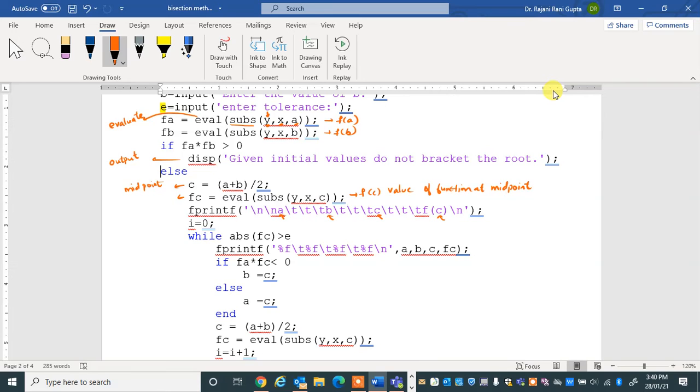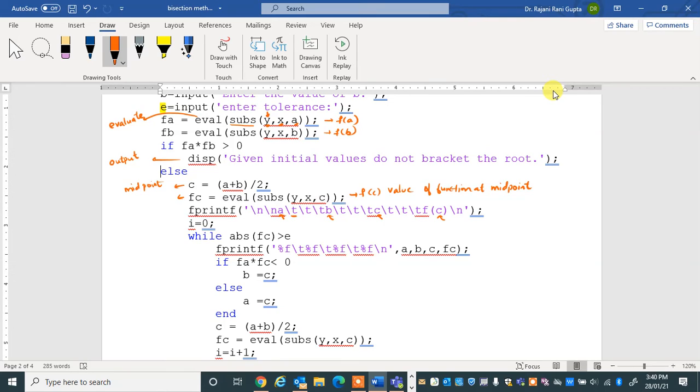Okay, so we are using backslash n for a new line, and backslash t for a tab, to give us space between these two numbers a and b. We have a tab button on the keyboard as well, but for MATLAB we use backslash t. Okay, then this will get printed.